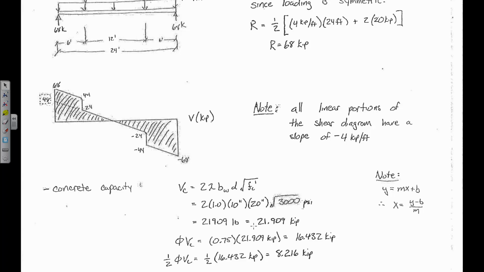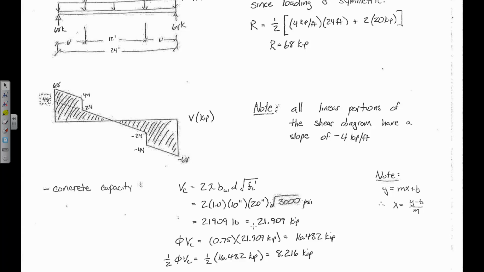I don't have it here on the screen because I really want this to make sense. Now, we have phi Vc and half of phi Vc. Why did we compute those? Because we want to determine where they are on the shear diagram, right? So we're trying to determine x at phi Vc and x at half of phi Vc. Now the question: which equation should you use? This one or that one? The one on the left or the one on the right? The right. Why?